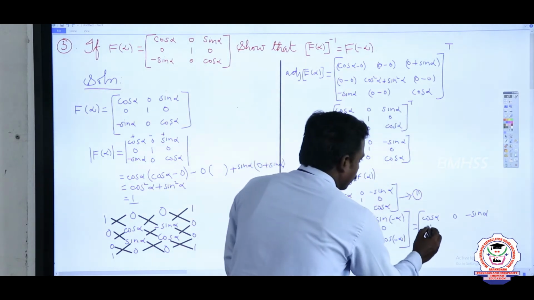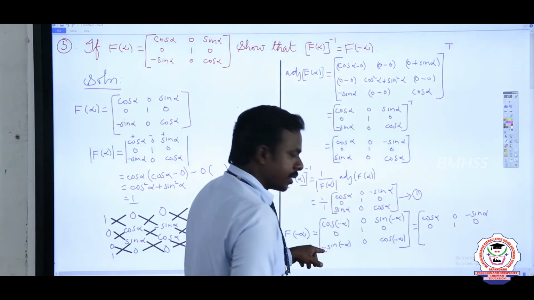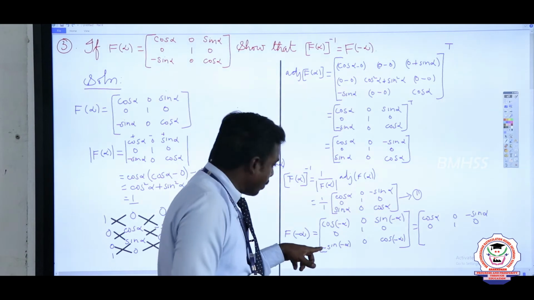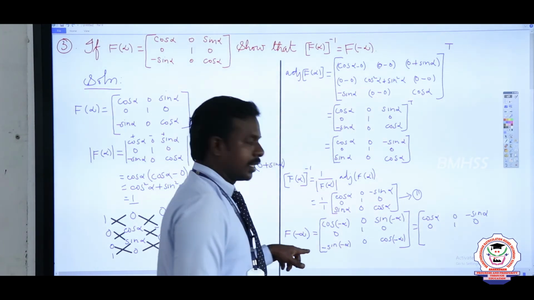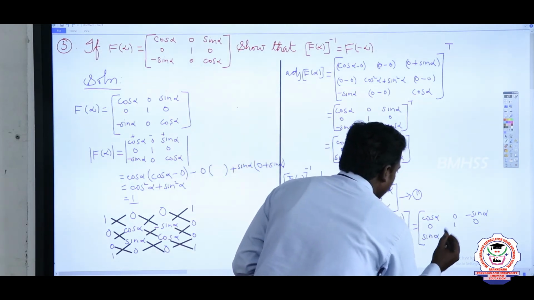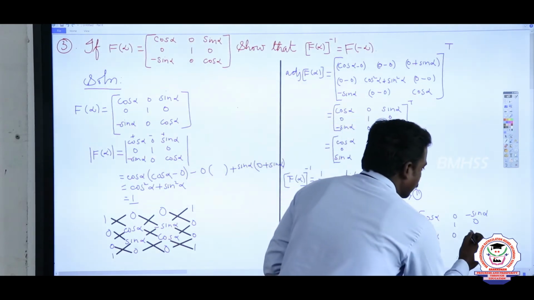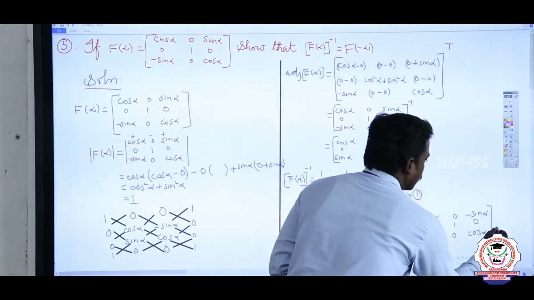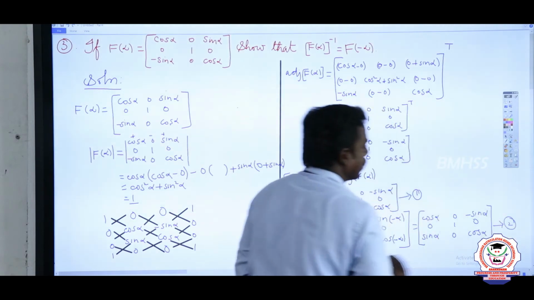Listen, 0, 1, 0. So, already one minus is there. So, sine minus alpha, we will get minus sine alpha, already minus is there. So, minus to minus what will change? It will change as plus. Therefore, plus sine alpha. 0, cos minus alpha equal to cos alpha. So, this is right hand side, f of minus alpha, let us consider true.